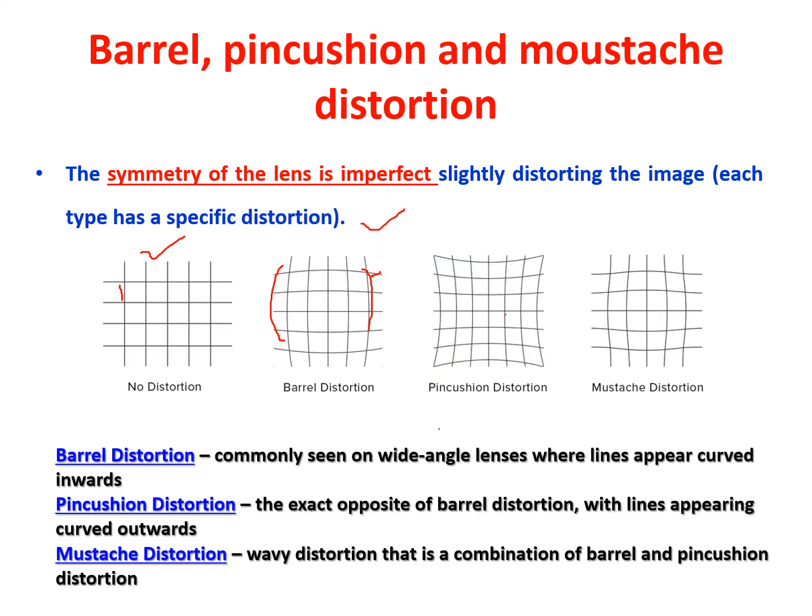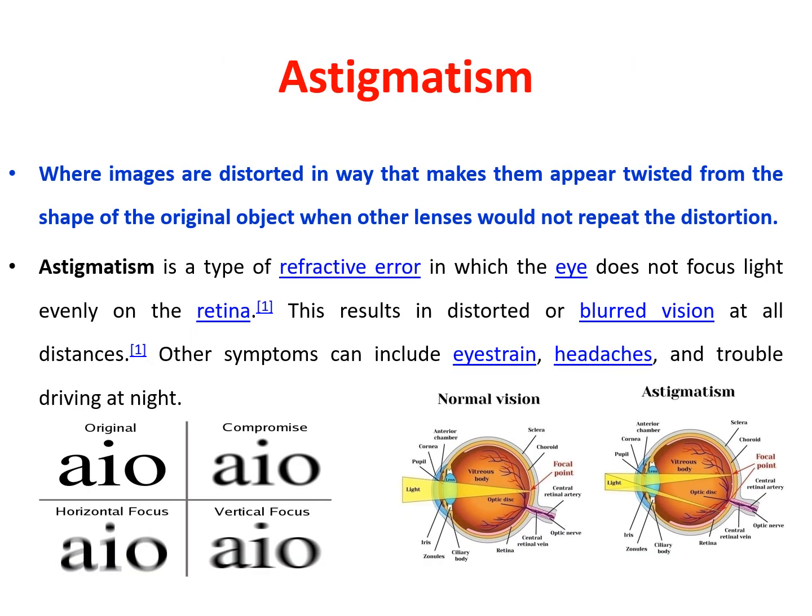Third one is about mustache distortion, also called wave distortion. That is a combination of both barrel and pincushion distortions. Sometimes you may have an outside curve, sometimes an inside curve. These are the types of distortions. Distortions are aberrations.